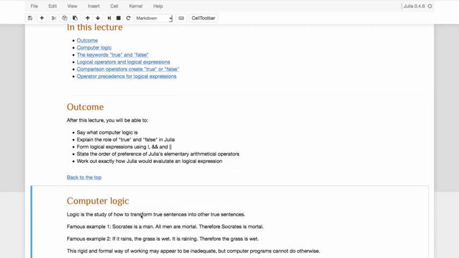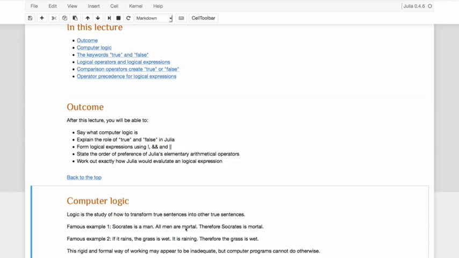Logic can be defined simply as the study of how to transform true sentences into other true sentences. There are two famous examples I want to stress. The first is Socrates is a man, all men are mortal, therefore Socrates is mortal. The second one is if it rains, the grass is wet. It is raining and therefore the grass is wet.